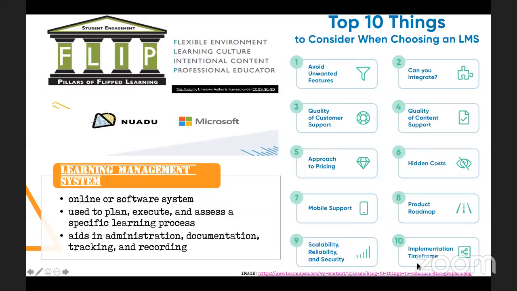It can be accessed through phones, and it should provide a roadmap which could support your school's framework, your school's education plan or education vision. It should be reliable, scalable, and secure, and at the same time should protect not only the students but even your data that's being placed in that learning management system.